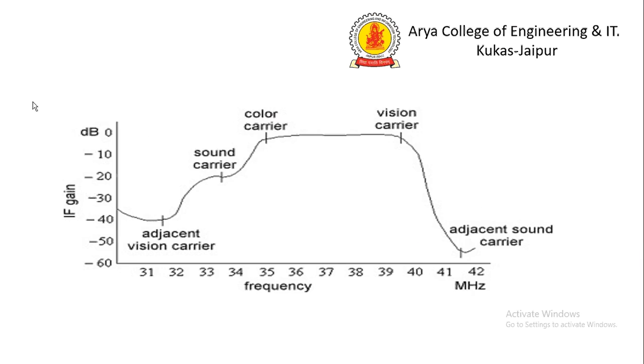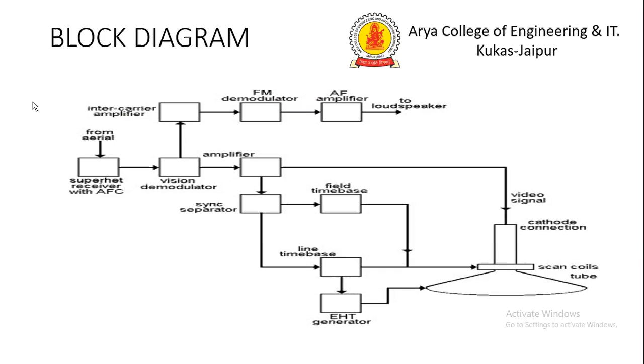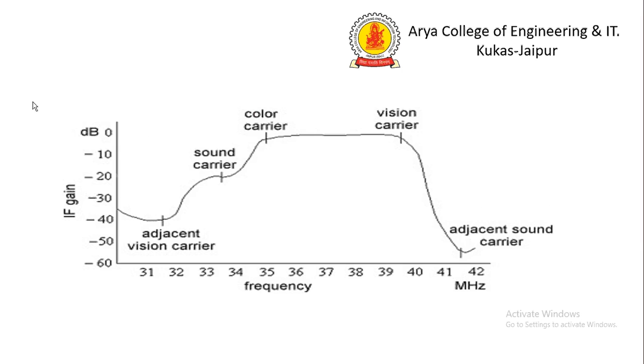IF gain versus frequency. This is the graph of the IF gain versus frequency, intermediate frequency gain versus frequency, with 0 dB gain. Adjacent vision carrier, sound carrier, color carrier, vision carrier, adjacent sound carrier. Different carrier frequencies at different IF gains exist in the following section.